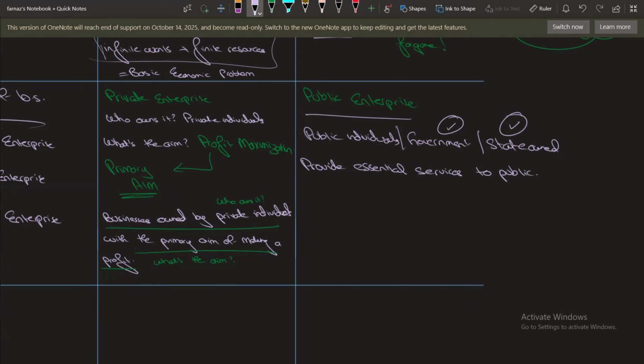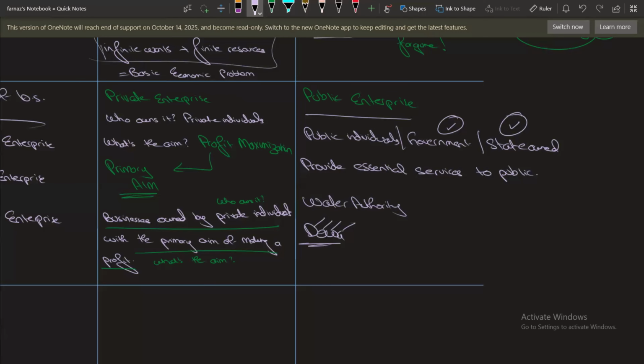For example, your country's water authority. If I talk about Dubai, they have DEWA, which stands for Dubai Electric and Water Authority. And I cannot own DEWA. My friend cannot own DEWA. Any rich person cannot own DEWA until they are associated with government. And do you think that they're providing this electricity and water to make profit for themselves? Of course not. They are providing electricity and water to Dubai just so their citizens can have essential services like water, like electricity, right?